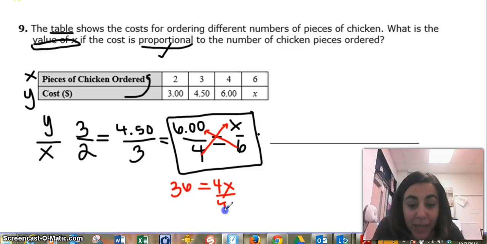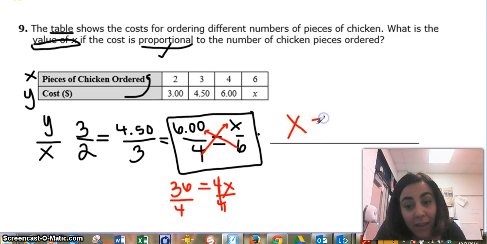The inverse of multiplication is division. Whatever I do to one side of the equal sign to keep it balanced, I'm going to do to the other side. 4 divided by 4 is 1, so I'm left with just X. And then 36 divided by 4, I have memorized that 4 lives in 36 9 times. So I know the cost would be $9.